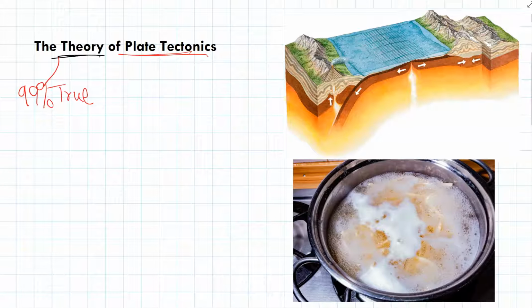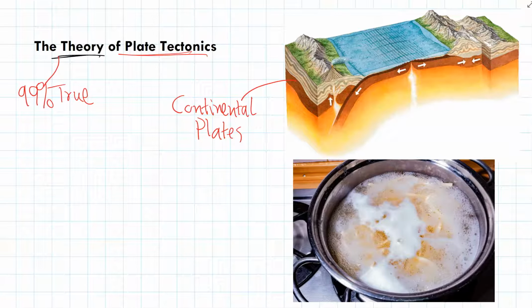So plate tectonics is the fact that all the continents on Earth are sitting on top of layers of rock that are called continental plates, which you can see in the diagram here. And then all the continental plates, they're sitting on top of the layer of the Earth that's below the crust, which is called the mantle.